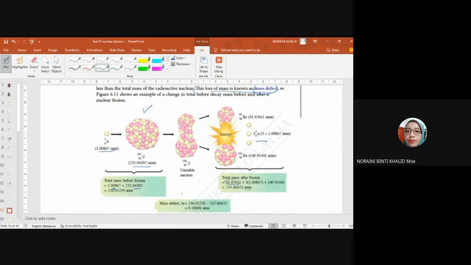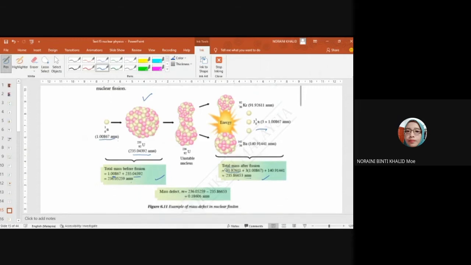So what we do, we take the initial mass minus the final mass. So we get 0.18606 AMU. So this one we call it mass defect, the amount of mass lost.